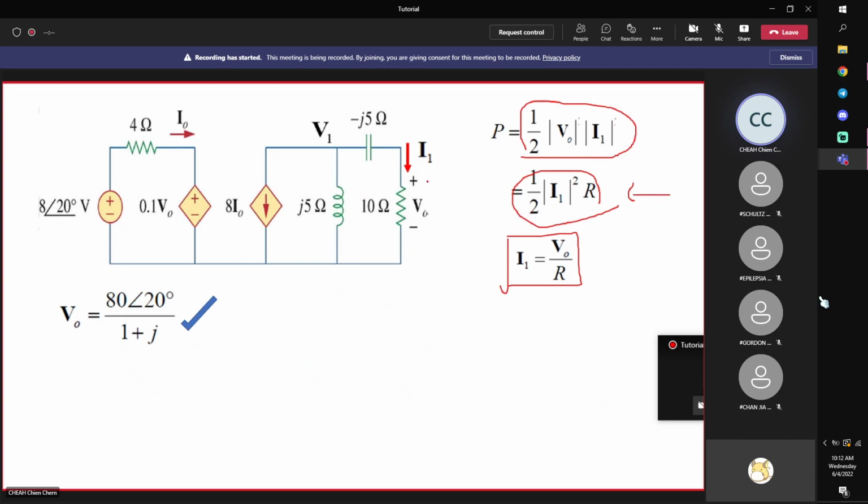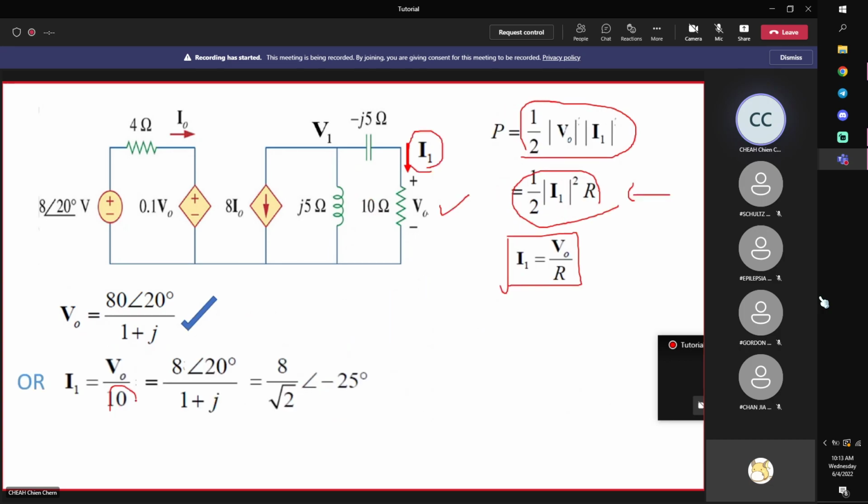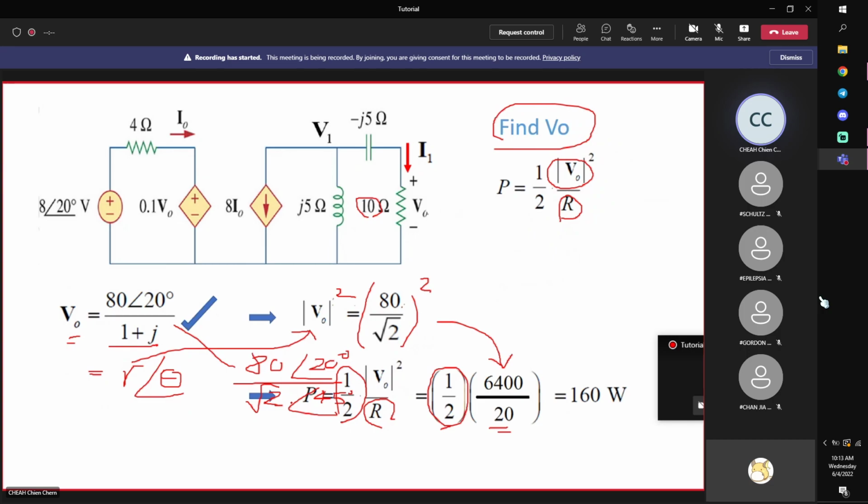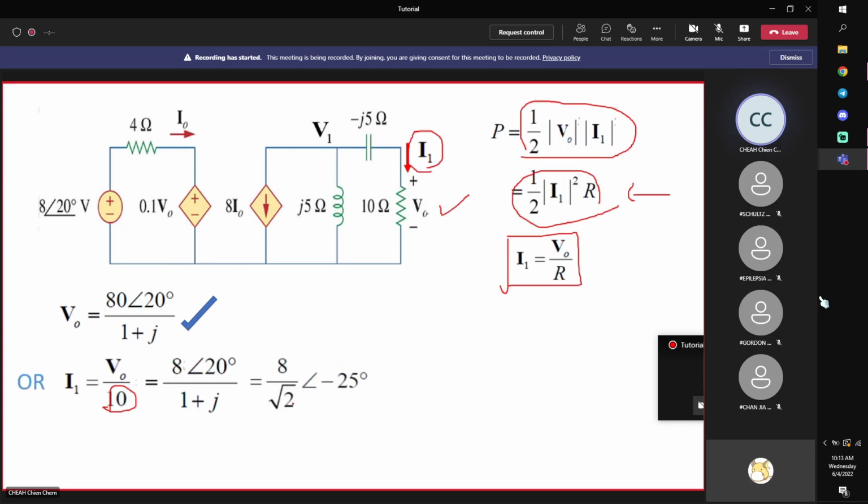Okay, if you want to calculate using current, also no problem. Your problem becomes finding the current I1. So here we have already found V0, so I just continue from here. V0 was calculated just now. So we use Ohm's law to calculate I1: V0 divided by 10. This only scales my magnitude. In fact, you can see that the phase angle does not change, because we only divide by 10. Your magnitude reduces from 80 over root 2 just now to just 8 over root 2.